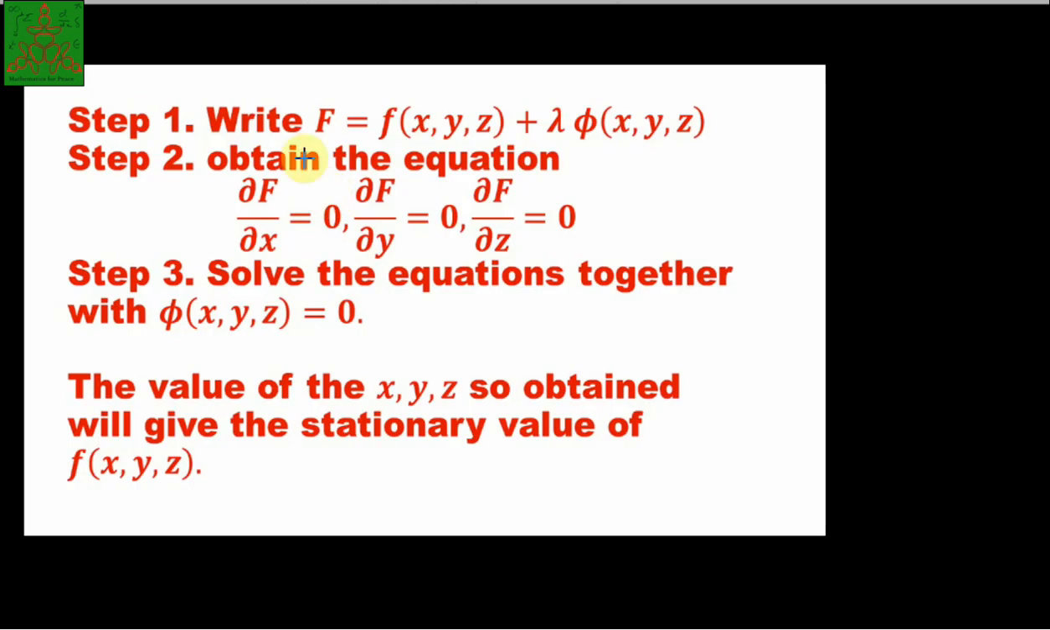The working rule for the Lagrange multiplier method is this. First you need to calculate F, which is f plus lambda phi, where f is your function and phi is the given condition. Obtain Fx, Fy and Fz, and solve these three equations together with phi of x, y, z equal to 0. The points obtained by this are the stationary points or extreme values of that function.